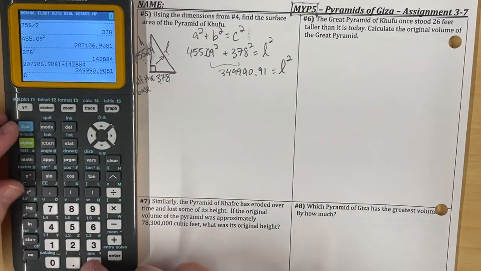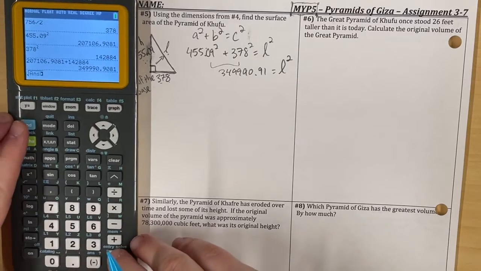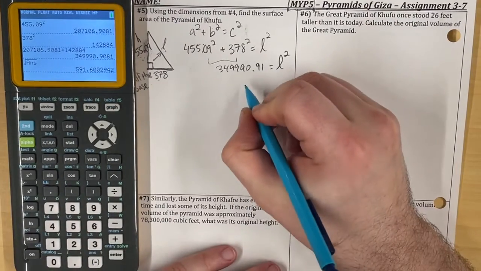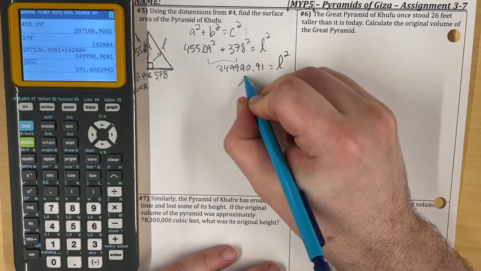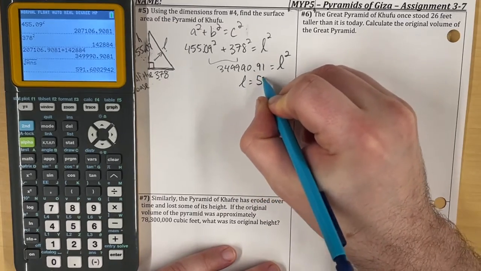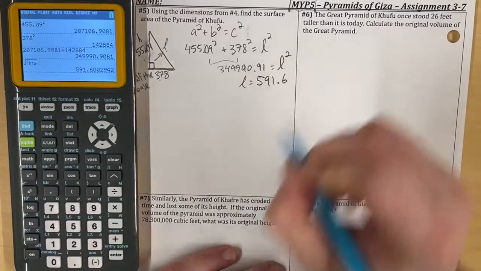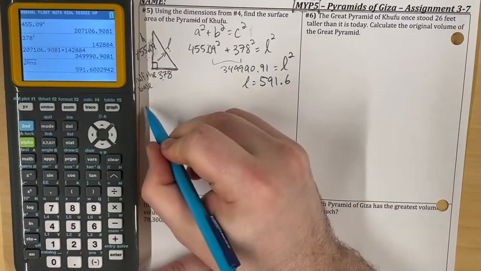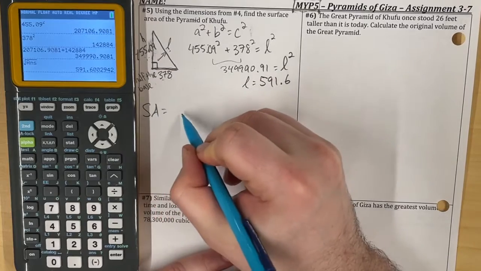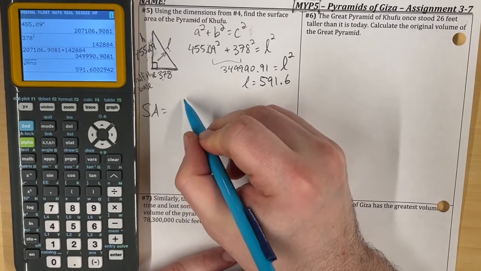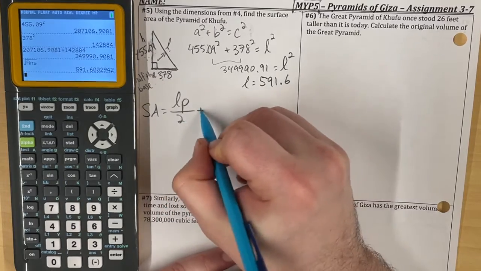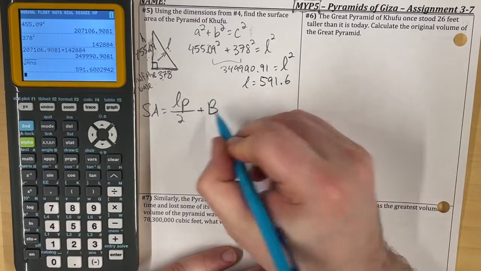We're going to press second, exponent to get our square root, to get our slant height. So L, the slant height, is going to be 591.6. And we need that to be able to find that surface area. So make sure you have that formula. Surface area is equal to the slant height times the perimeter of the base divided by 2, plus the area of the base, which is that big B.